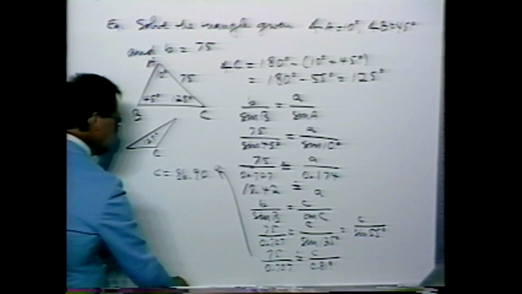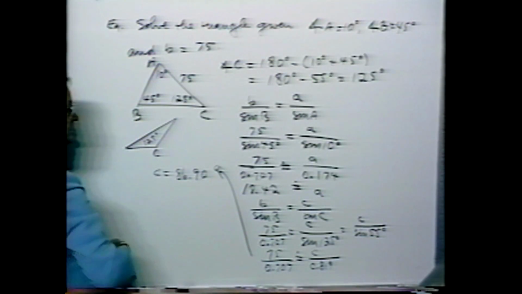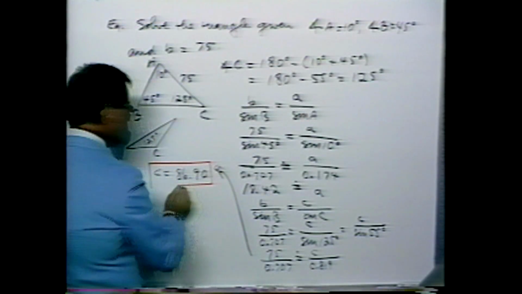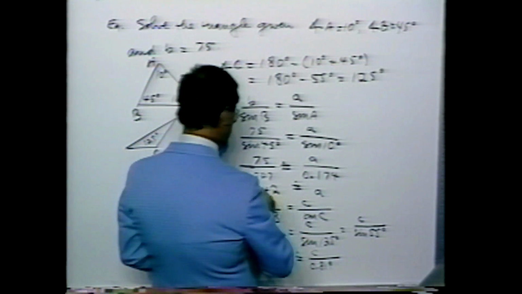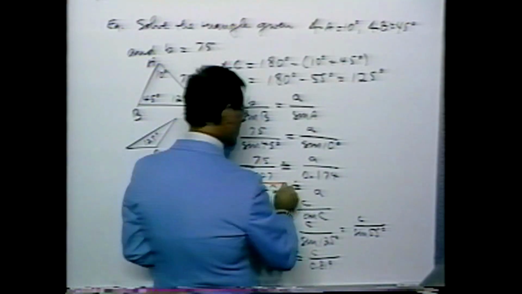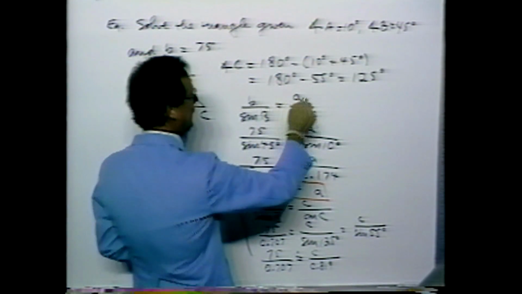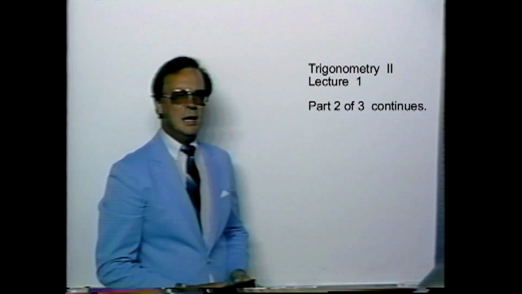So all of the remaining components have been solved, and therefore the triangle has been solved. There is C, here is A, and we solved for angle C earlier. The second type of problem involves a triangle given two sides and an angle that's not contained by the two sides.